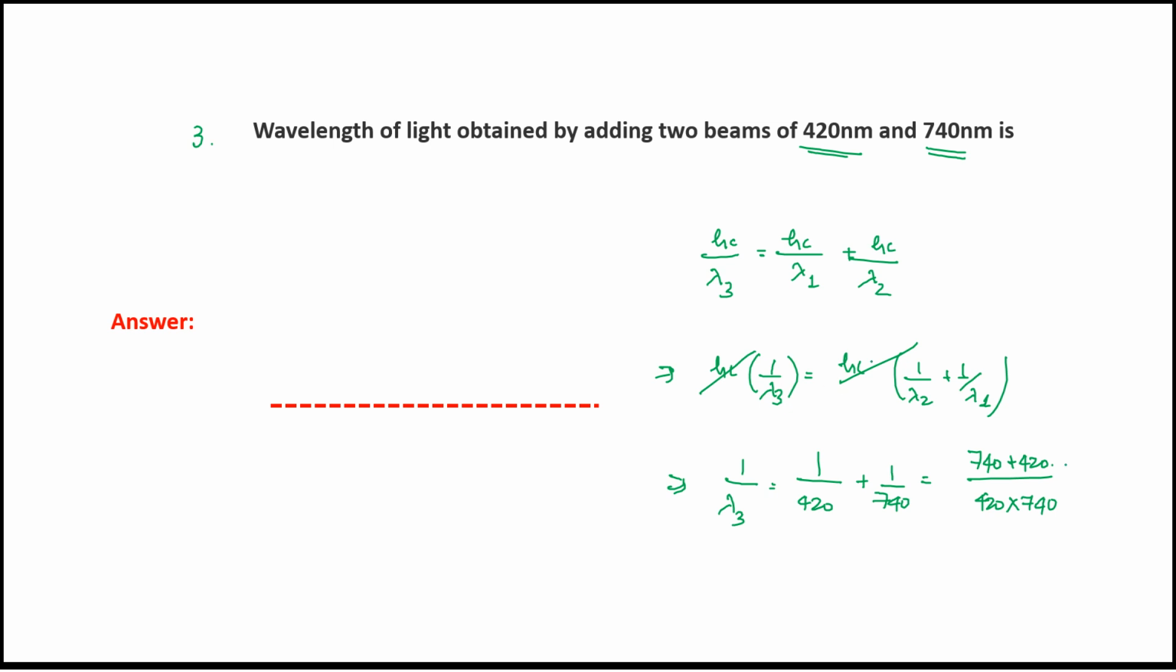So the answer would be approximately 268 nanometer, and accurately that was 267.93 nanometer. So the answer to this would be 268 nanometer, and it lies in the UV range of light.